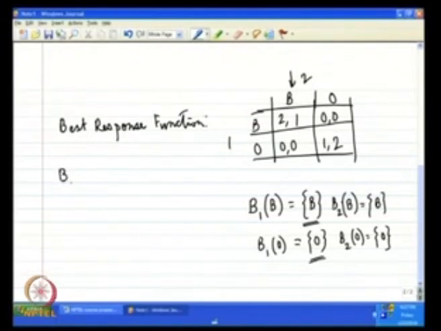This is defined as B_i, i for player, any player, i can be 1, 2, 3, etc. And it is defined over A_{-i}. So A_{-i} is an action profile which gives me those actions taken by players other than i.